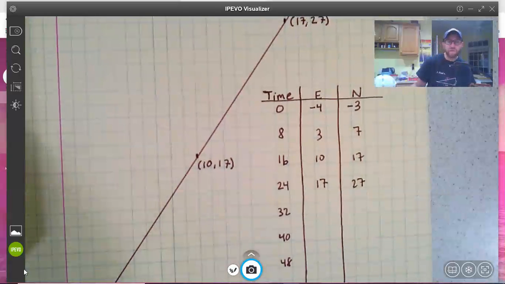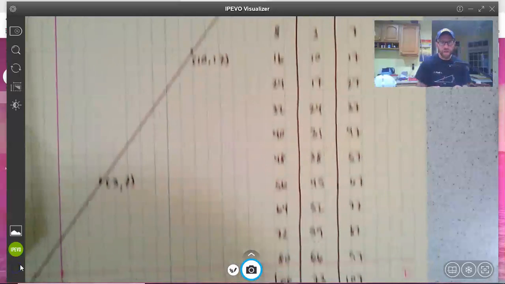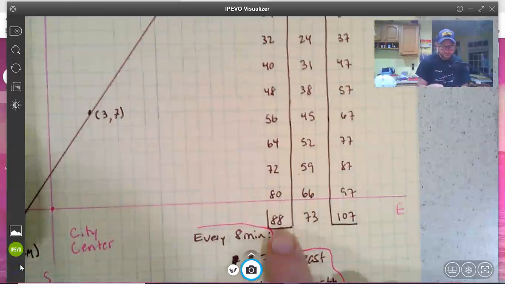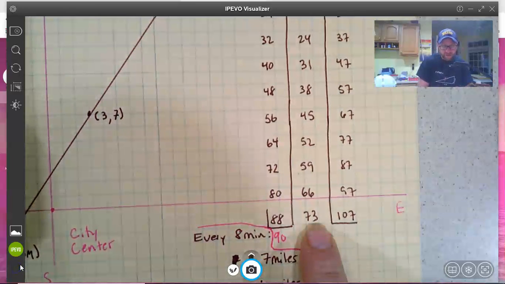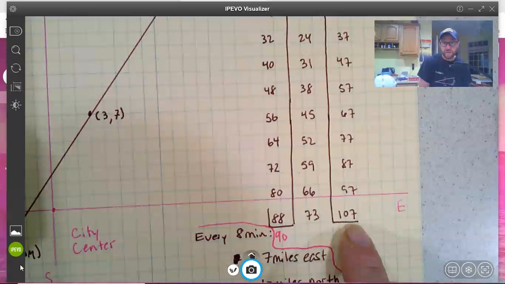So I'm going to work down and fill out the rest of this table. But I'll do that by myself because it's kind of boring. So just give me a second. Okay, so I filled out the rest of the table. And we get down to 88 minutes. She is 73 miles east and 107 miles north.